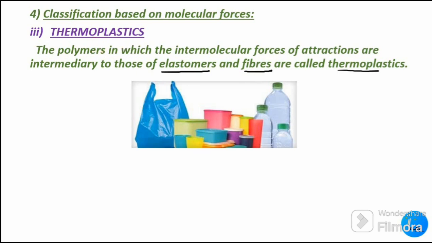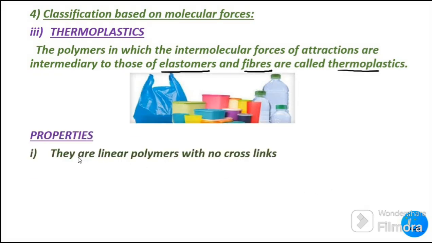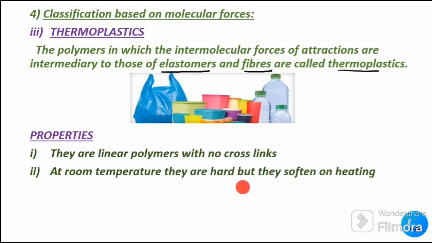Okay. Actually, these thermoplasts are linear polymers with no cross-linking between the polymeric chains. So they are the linear polymers. And they have no cross links, and at room temperature they are hard but they can be softened on heating. Actually, due to the presence of moderate intermolecular forces of attraction, these thermoplastics get softened on heating.